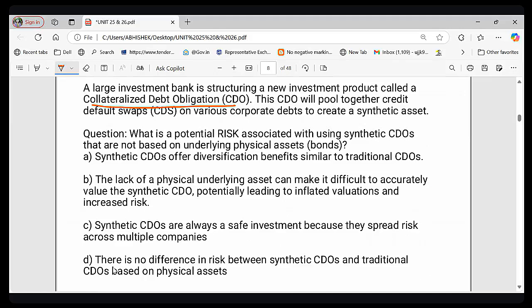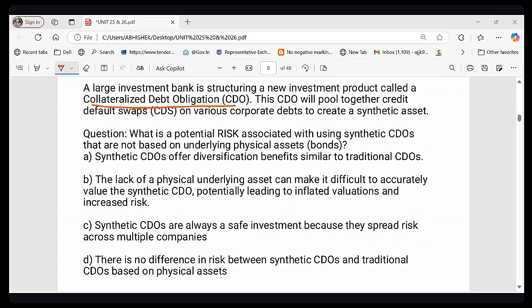So basically, CDO is called collateralized debt obligation. And this question is about whether you know the difference between synthetic CDO and traditional CDO, whether the difference is clear or not. So what do you think is the correct answer? Drop your answer in the chat. What is the risk associated with using synthetic CDO? That is the point.